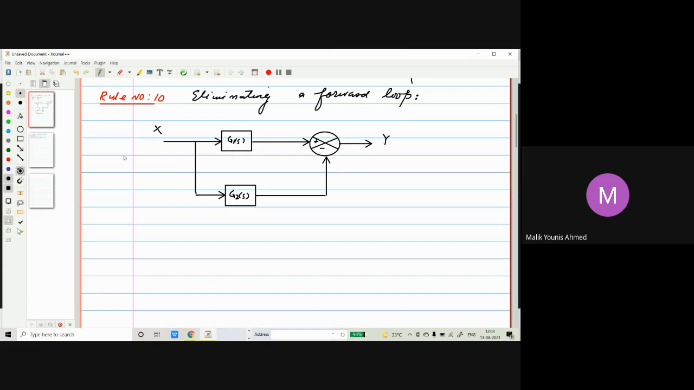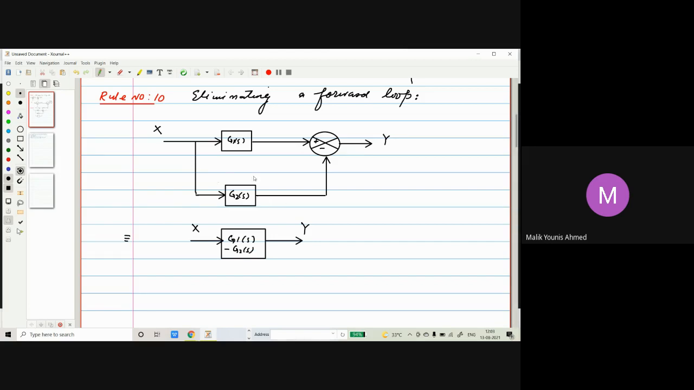So what is simple to eliminate the forward loop? We can draw the equivalent of this as a very simple forward path. This will be together one transfer function, with an input signal going to this, and an output signal going from here. The input signal is going to remain x, the output signal is going to remain y. But this is going positive, and this forward loop is going negative. So this is G1 of S minus G2 of S.